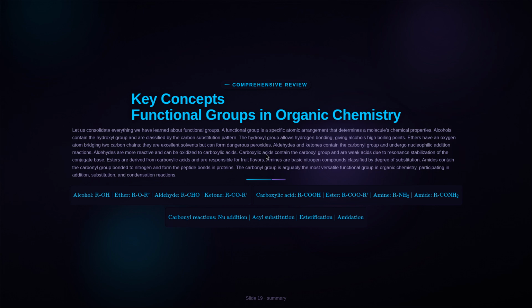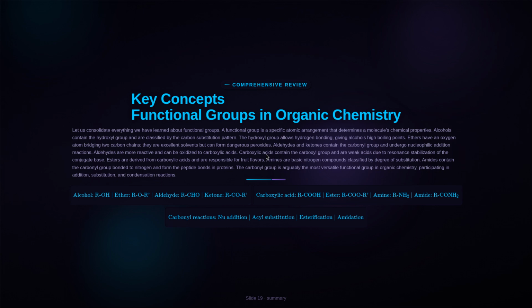Ethers have an oxygen atom bridging two carbon chains. They are excellent solvents, but can form dangerous peroxides. Aldehydes and ketones contain the carbonyl group and undergo nucleophilic addition reactions. Aldehydes are more reactive and can be oxidized to carboxylic acids.